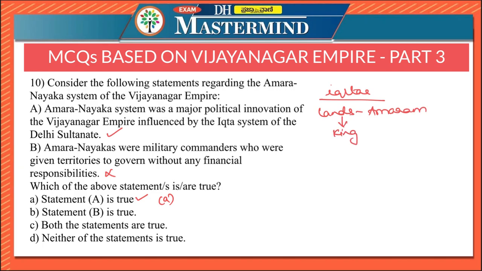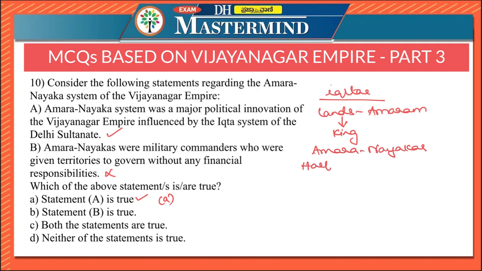So the king was the owner of all the land in the empire, and this king distributed lands to his dependents, and those who got land from the king were called as Amaranayakas. They were called as Amaranayakas, or the lords of the lands. Amarams means land during Vijayanagar period. These Nayakas were independent in administration, but they had to pay half of their revenue to the king.